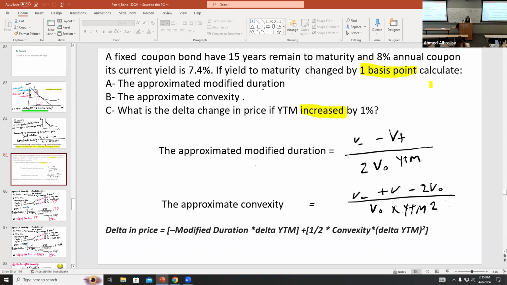The approximated modified duration, the approximated convexity, and what is the delta change in the price if yield to maturity increases by 1%. And this is the formula I'm giving you, and you already see them on the board, and you should be comfortable with them now. So the approximated modified duration is this formula, the approximated convexity is this formula, and the delta change in price, this is a percentage, by the way, is the minus modified duration times delta yield to maturity, plus half convexity. I'm using half because here I'm not dividing by 2 times delta yield to maturity squared.